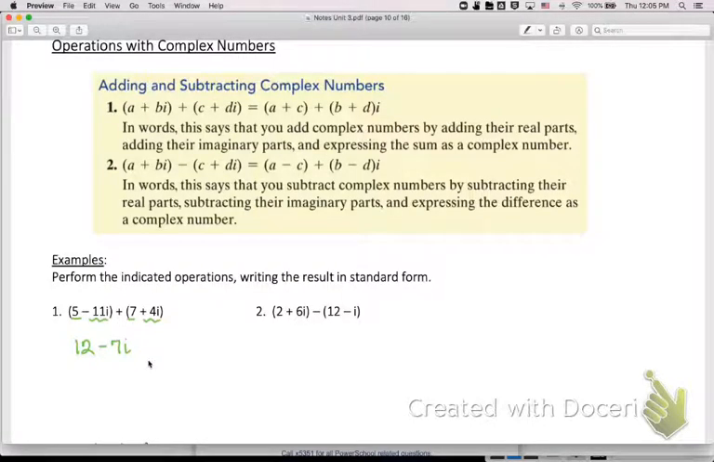Just like with polynomials, when we subtract, we have to distribute this negative. And so here we would end up with -10 plus 7i. So that's how we add and subtract.